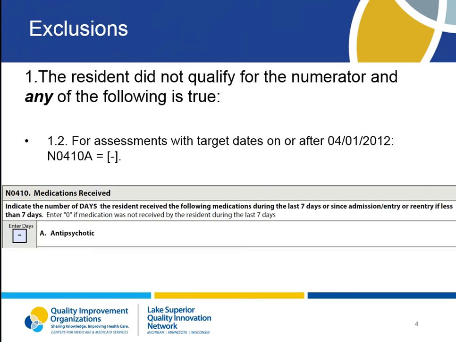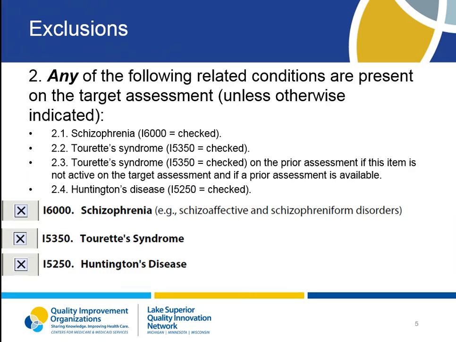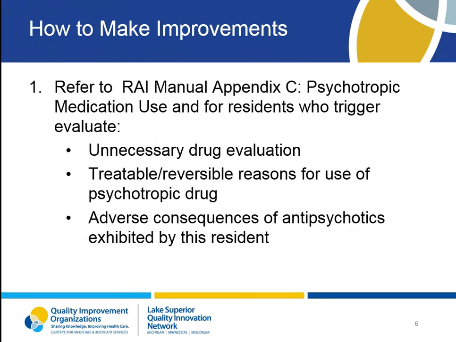There are 2 exclusions for this quality measure. The first exclusion is that antipsychotic medication use was not assessed, a dash for N0410. The second exclusion is that any of the following related conditions are present on the target assessment: schizophrenia, Tourette's syndrome, and/or Huntington's disease.